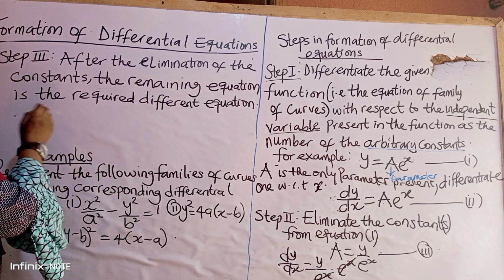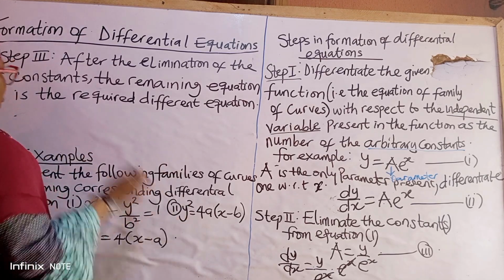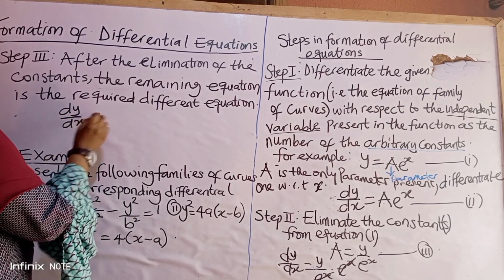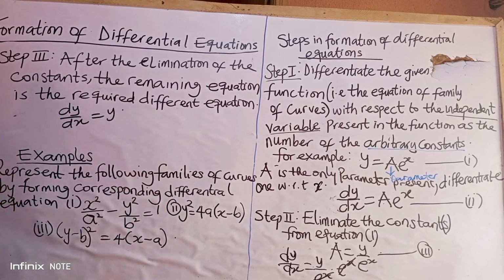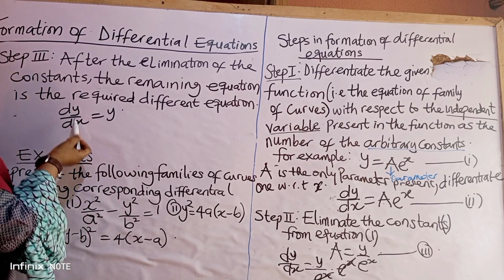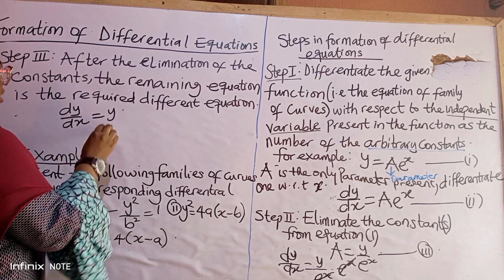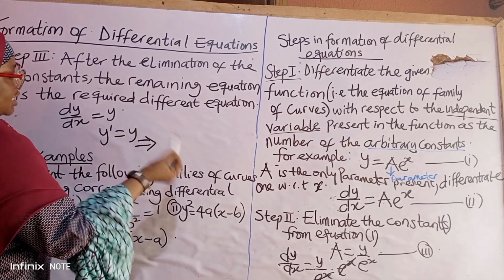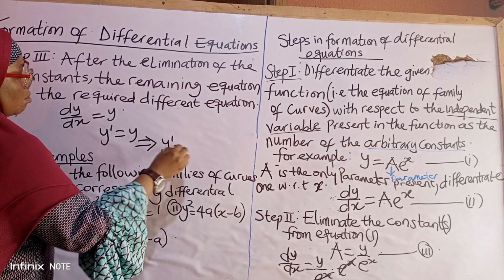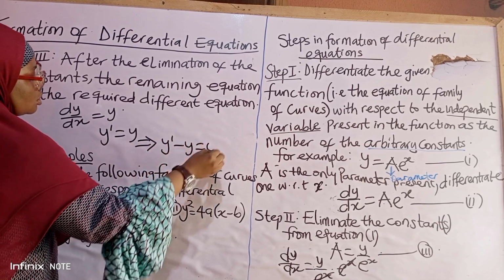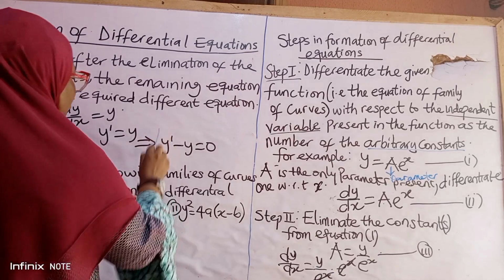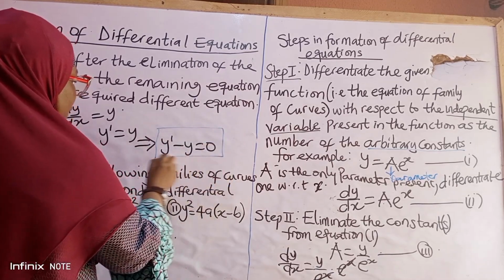So the required differential equation from this one will now be dy/dx equals y. That's just what they asked you to do. And recall that dy/dx is the same thing as y prime equals y. So this implies that y prime minus y is equal to 0. So that is your required differential equation.